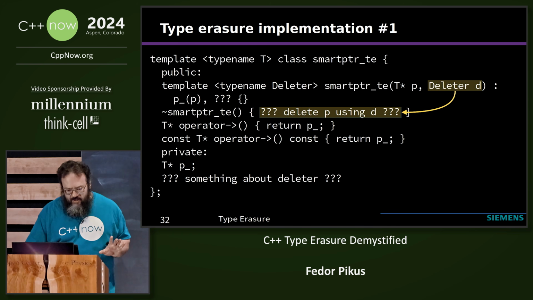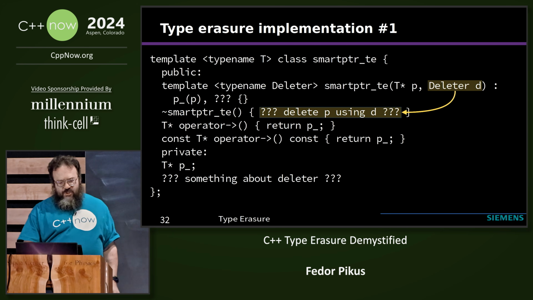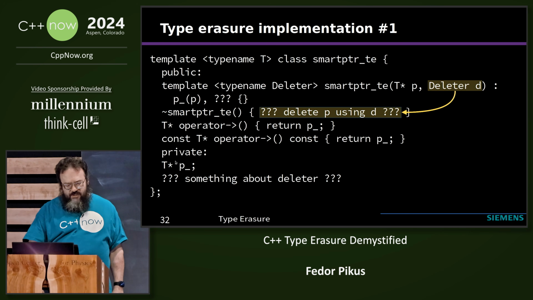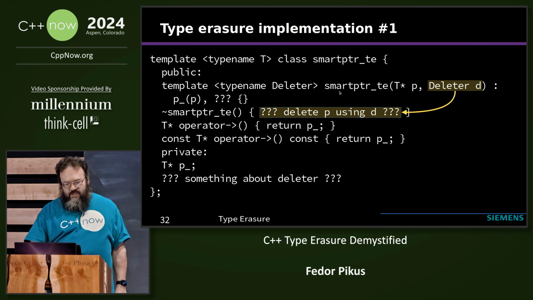Okay, let's start with inheritance. So here is our type erased smart pointer. It's a smart pointer, so it hides the pointer to the actual data. It has all the smart pointer operator stuff. It has the constructor from the pointer, and the second argument, as we have already seen, is the deleter. Something happens in the constructor on account of the fact that deleter is present. We don't know what yet.